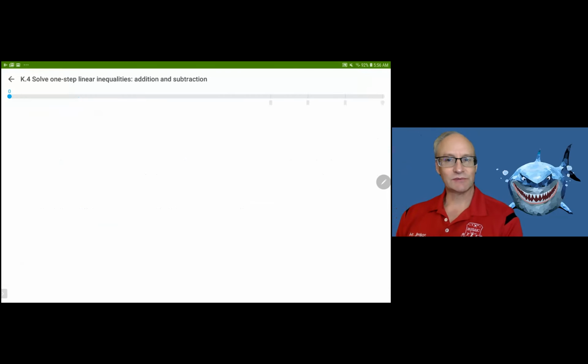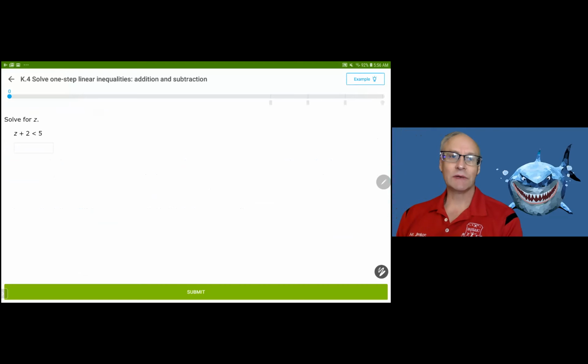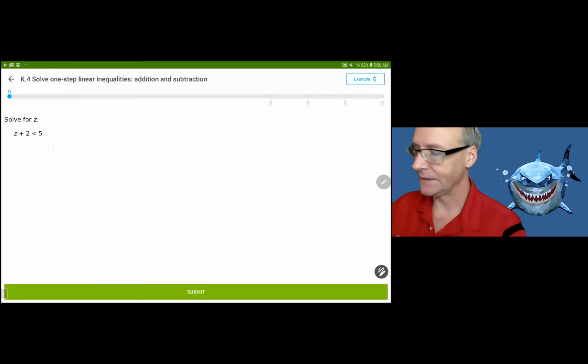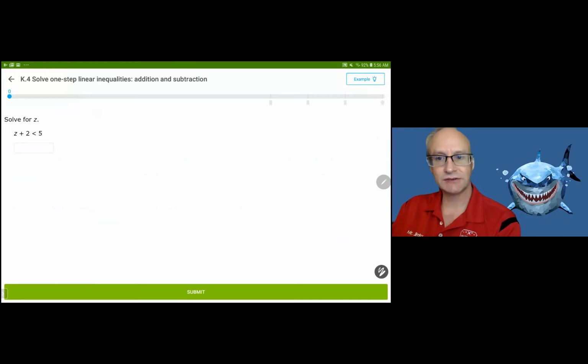So let's see what our first one says. I'm also going to go into how to write some of the solutions in different ways. So this first one says that z plus 2 is less than 5. I'm going to start with just a little bit of instruction on this. First of all, we are going to be using what we call the subtraction property of inequality.